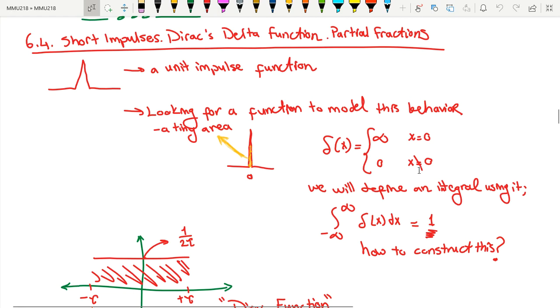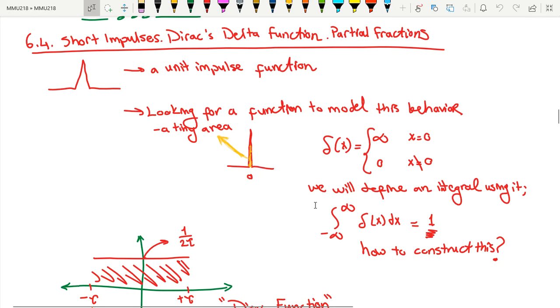And anywhere around zero, which is not zero, I have my function going to zero. So that's kind of what an impulse looks like in my modeling mind.